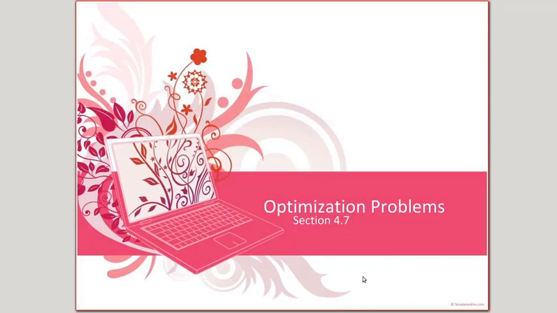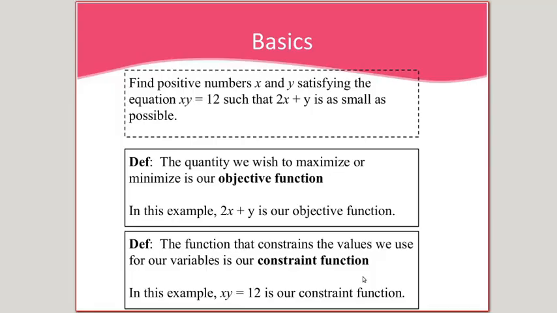Hi folks, in this section we're going to be going through types of problems called optimization problems. In each of these types of problems that you're going to see, we have two functions that are related somehow. One is the objective function, and this is the function that we are trying to either minimize or maximize. That's what we mean by optimize. And then the second function is a constraint function.